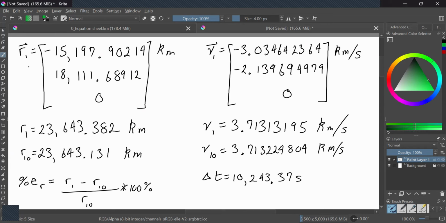So there you go. There is our little experiment with Lagrange coefficients. And for the next video, we're going to be one step closer to solving Lambert's problem. But I think that's enough for today.